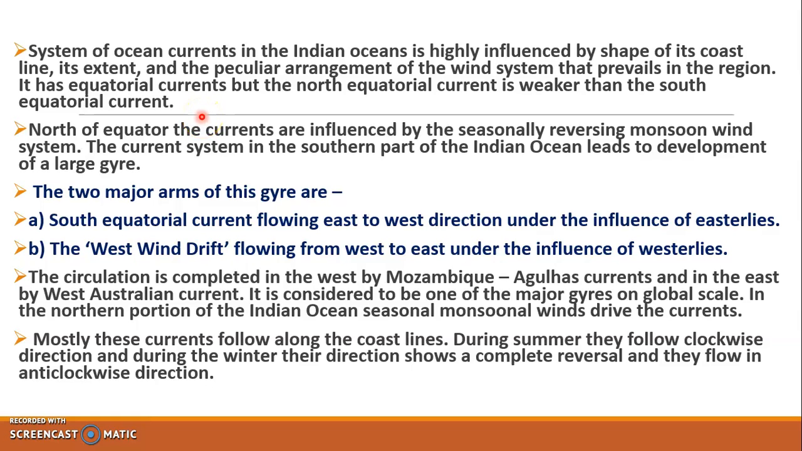Now, basically, whatever currents are created inside the ocean, they are influenced by what? They are influenced first by shape. How is the shape of your coastal line? Okay, then the area of extent. What is the extent? How much area is covered by that particular continent or the coastal line? What is the arrangement of that particular land system? And after that we can see the wind system. How is the wind? Okay, whether it is towards the north, towards the south. So based on all these things, the ocean currents are going to vary.